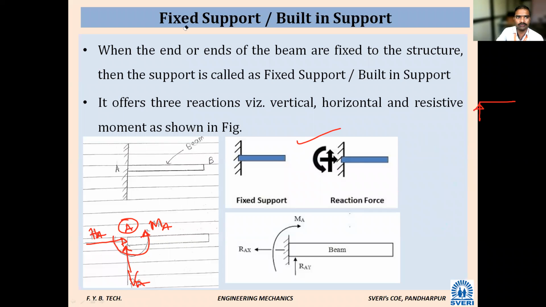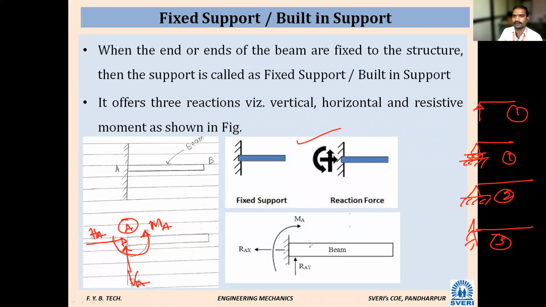Then what is the second one? Roller. So roller is denoted like this. Hinged or pinned is denoted like this. Then fixed or built-in is denoted like this. So how many reactions are there here? For roller, only one. Hinged, two. Fixed, three. Okay. Is it clear, everyone? Yes, sir.